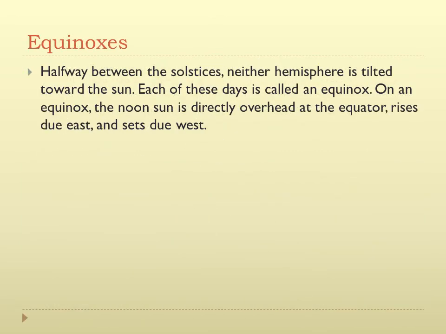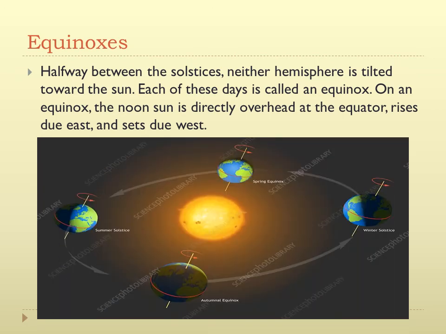But what are equinoxes? Halfway between solstices, neither hemisphere is tilted toward the Sun. Each of these days is called an equinox. On an equinox, the noon Sun is directly overhead at the equator, rises due east and sets due west. So you can see winter solstice and summer solstice, and spring equinox and autumn or fall equinox.